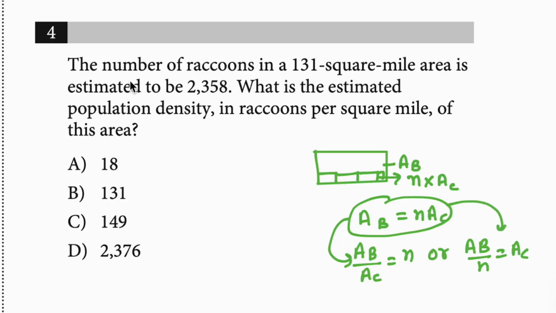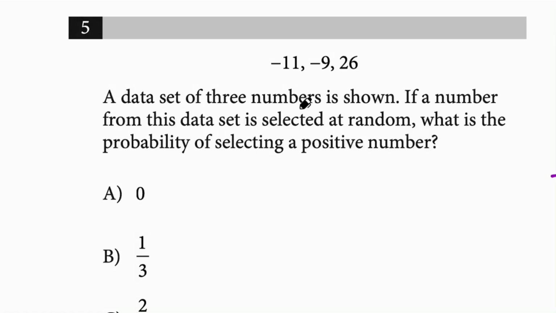Now let's come back to the question. The number of raccoons in a 131 square mile area is estimated to be this. So this is the number, 2,358, and this one is the area. We can manipulate this equation in many ways, and here it is used this way. So that is 18. That means A is the answer.